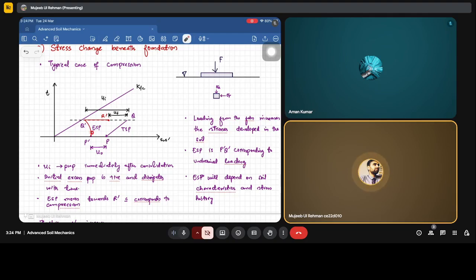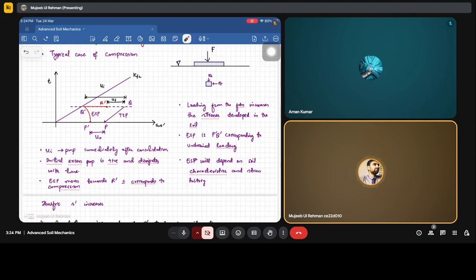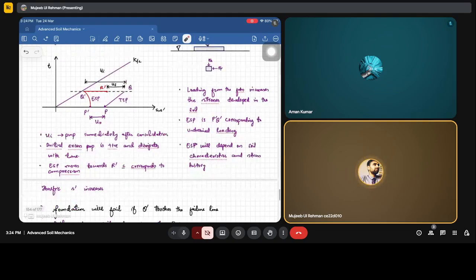So from here, due to the generation of excess pore water pressure, our effective stress path will move towards the left. Fine. And we have a bound here. We can't go beyond this KFC. Correct. So if the soil has stopped at Q dash, it means that it has some allowance to reach failure. It means that the foundation has a tendency to fail if this Q dash touches this failure line.